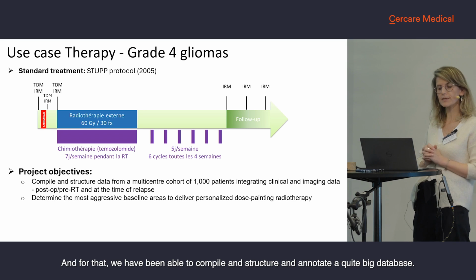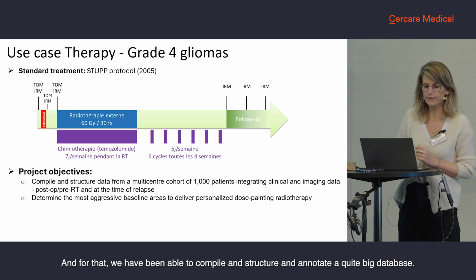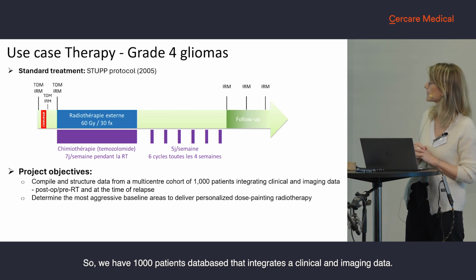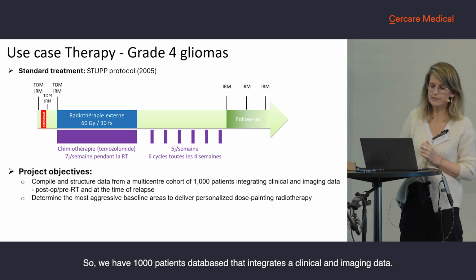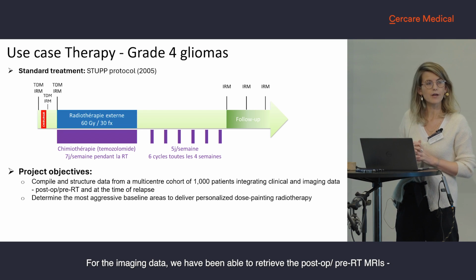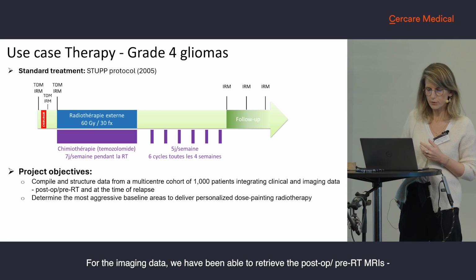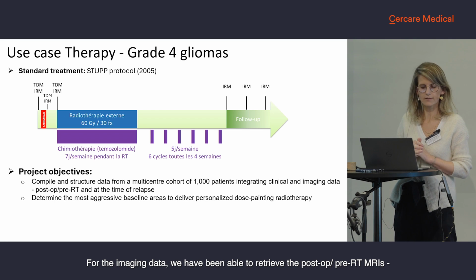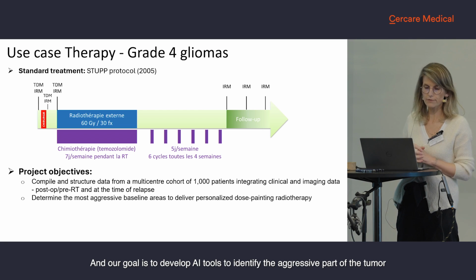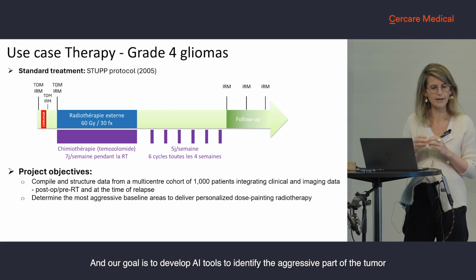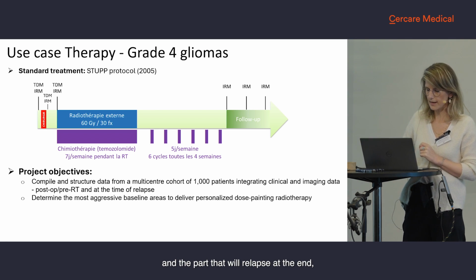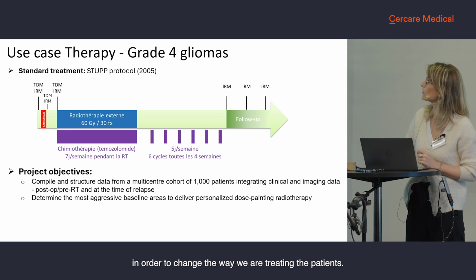And for that, we have been able to compile and structure and annotate a quite big database. So we have a 1,000 patients database that integrates clinical plus imaging data. For the imaging data, we have been able to retrieve the post-op pre-RT MRIs plus the MRIs at the time of relapse. And our goal is to develop AI tools to identify the aggressive part of the tumor and the part that will relapse at the end in order to change the way we are treating the patient.